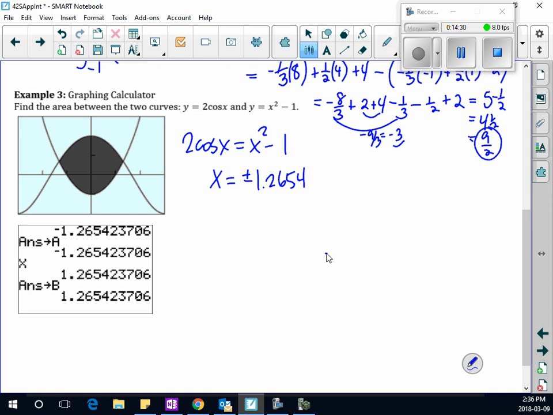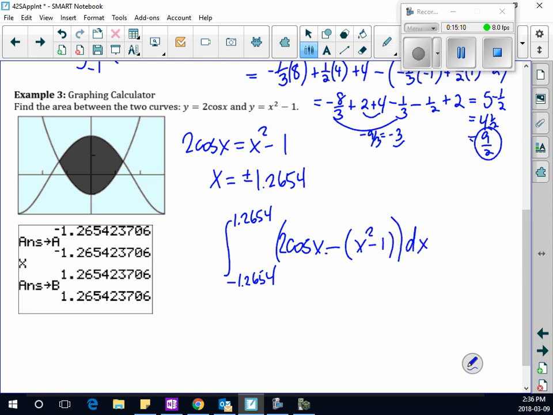Now here's the thing. If you use A and you refer to A in here, then you need to tell me what A is, because the marker will not know. Otherwise, you can just do integral from negative 1.2654 to 1.2654. And which one was on top again? It was the cosine, right? Okay, thank you. You can just look and tell. So this is going to be 2 cos x minus bracket x squared minus 1 dx, which you might just simplify when you punch it into your calculator. Remember that a was the negative 1 and b was the positive 1.